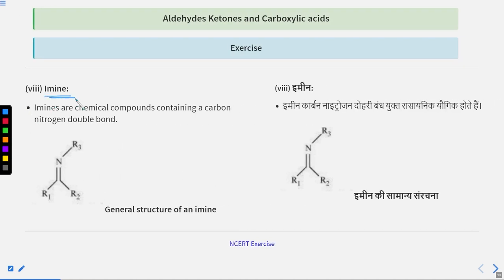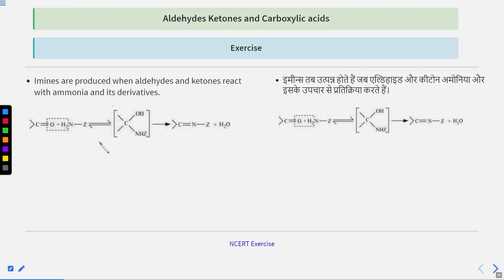Next is imine. What is imine? When this carbon is bonded with a double bond to N, then this is called imine. How is it formed? On treatment with a derivative of ammonia, suppose I am taking R here, and we treat it with aldehyde. Similarly, this will attack here on the center, and that will result in imine. So this is our imine.